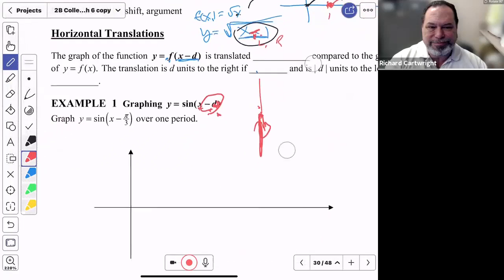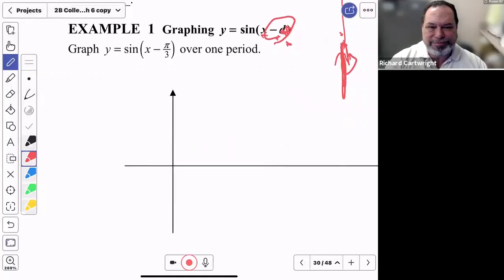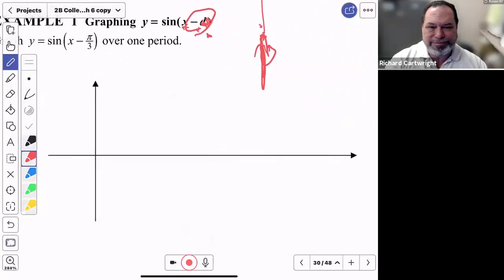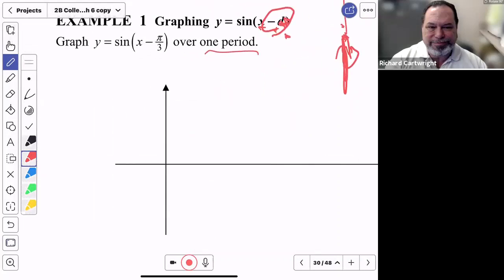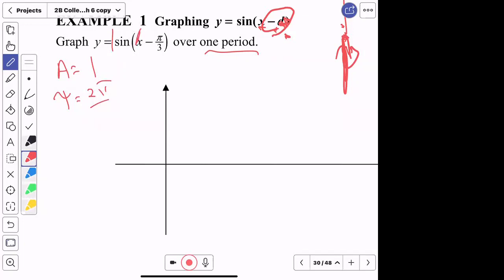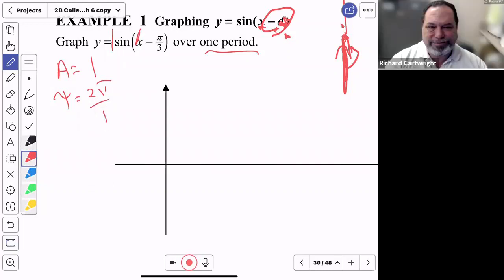Okay, so how is this going to work here? Here's your first problem. And I realized what he wanted. He only wants 1 period. So if I start here, my amplitude is still a 1. My period, my tau, is 2 pi divided by, what number is in front of the x? Anybody? What number is there? A 1. So it's going to finish still in 2 pi. So I'll just cut it off right here.